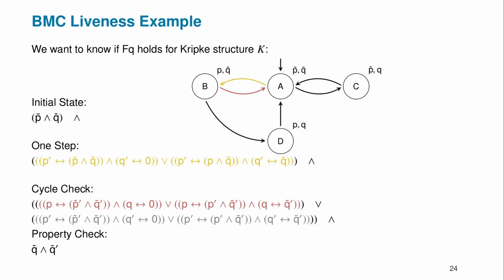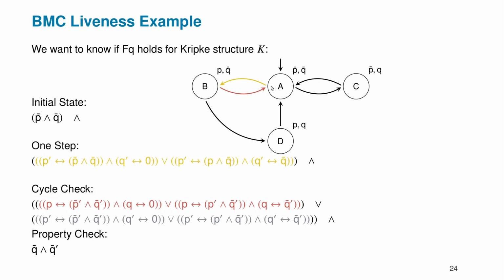Let's have a look at our example. Here we want to know if FQ holds for the Kripke structure, so if it's always the case on every path that Q gets access to the resource. And when we look at the Kripke structure, then we see that there is a path from A to B and from B to A, which is an infinite path, where Q is never granted access to the resource. And this one we want to find.